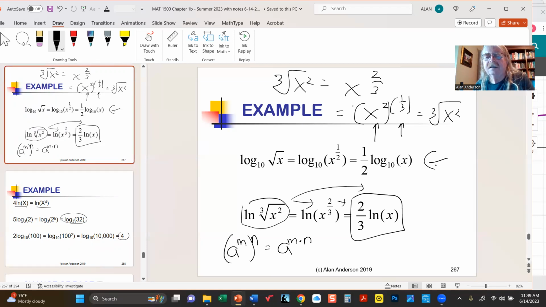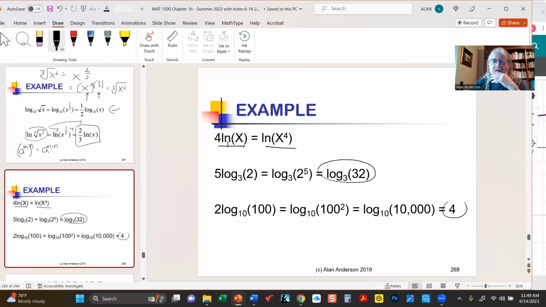And then this. Okay. So notice if you rewrite that as x to the 2/3, it's easier to see that using the power rule, we can simply rewrite this as 2/3 of log x. And again, this will come in very handy. Sooner or later, you'll see when we start doing some of these problems, it'll be very helpful to be able to do this.